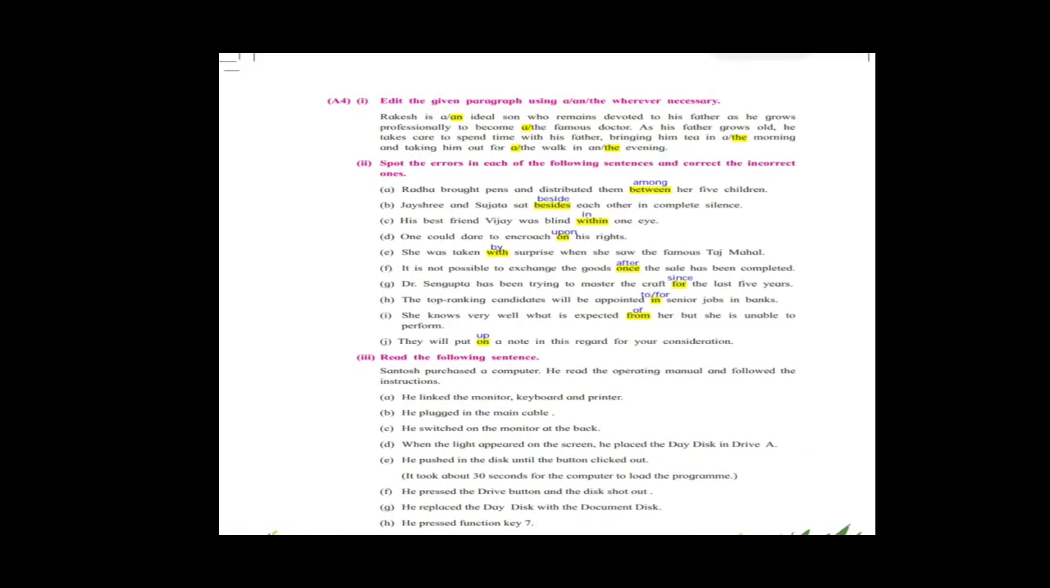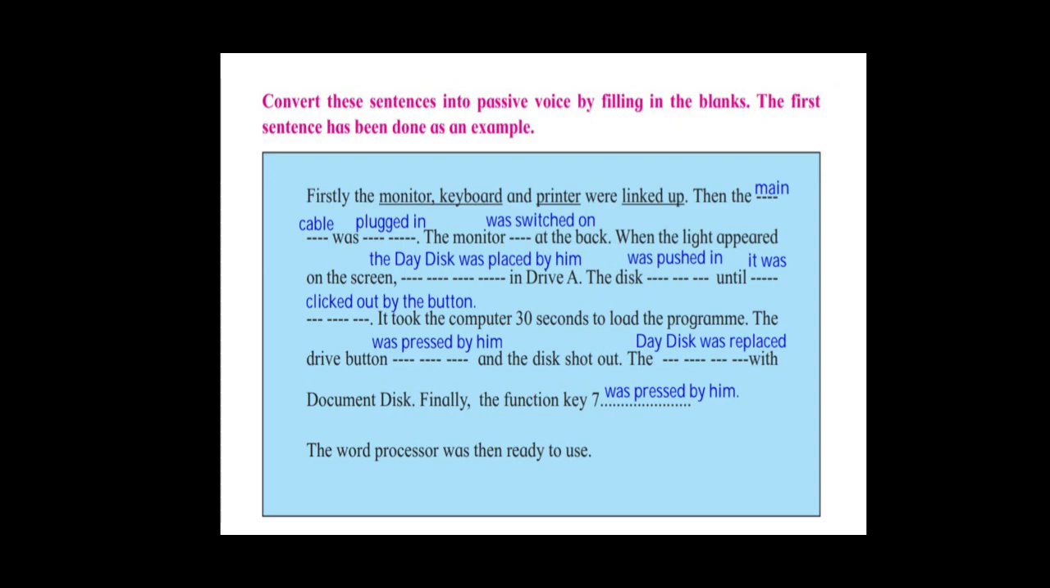Okay. Now you have to read the following sentences. Convert the sentences into passive voice by filling in the blanks. The first sentence has been done as an example. Firstly, the monitor, keyboard and printer were linked up. Then the main cable was plugged in. The monitor was switched on at the back. When the light appeared on the screen, the day disk was placed by him in drive A. The disk was pushed in until it was clicked out by the button.